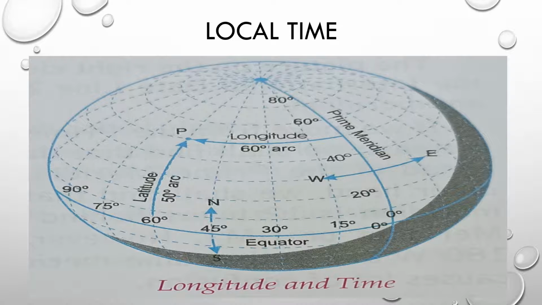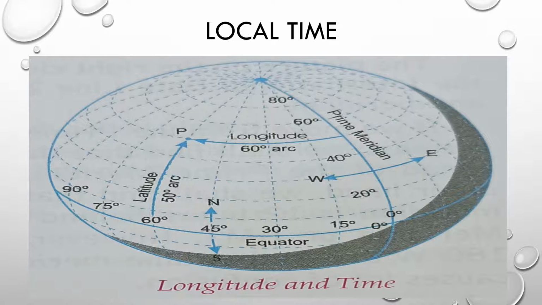So as we know, the shadow is the shortest when the sun is at the head, that means at noon, and longest at sunrise and sunset. For example, when the prime meridian has the sun at the highest point in the sky, that means 12 noon, all the places along this meridian will have midday from North Pole to South Pole.